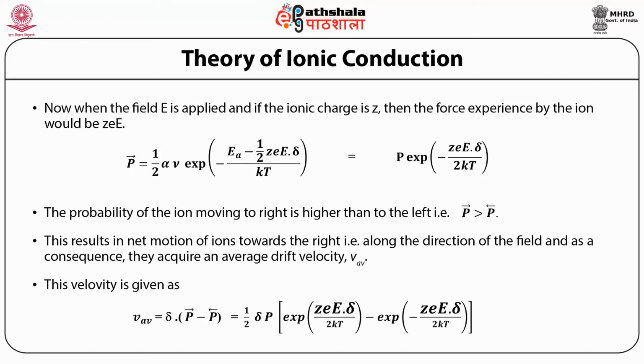So on substituting the values from the above expression, we get that V average is equal to 1 by 2 delta P into exponential ZEE delta by 2KT minus exponential minus ZEE delta by 2KT. So invoking a relation equivalent to sine hyperbolic, we get that V average is equal to delta P sine hyperbolic into ZEE delta by 2KT.